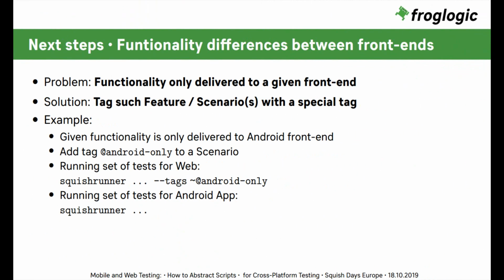What if not all scenarios are valid for all frontends? Maybe some functionality is only delivered to an Android frontend of our application. In this case, we can use tags and mark such scenarios, for example, using a tag named Android only. Then if we run tests for the web frontend, we can exclude such scenarios from execution. For that, we can use a tags parameter to the Squish runner command, and then we provide a tag name with a tilde sign. Then Squish runner will execute all scenarios without the given tag.